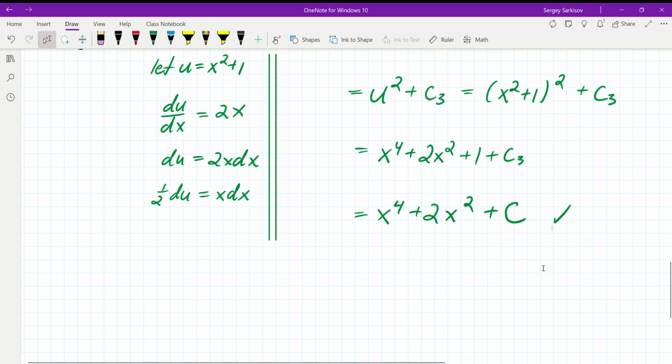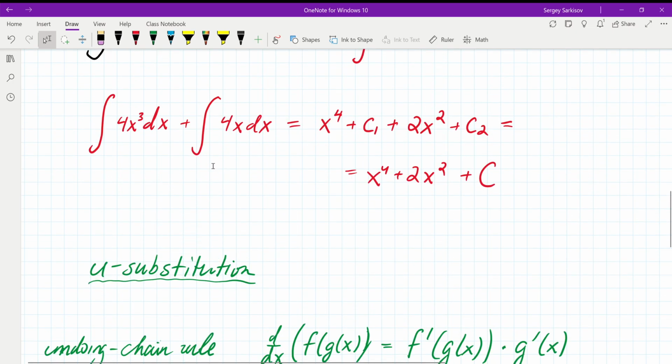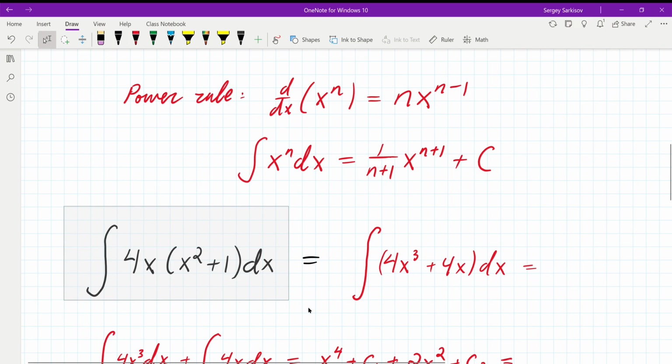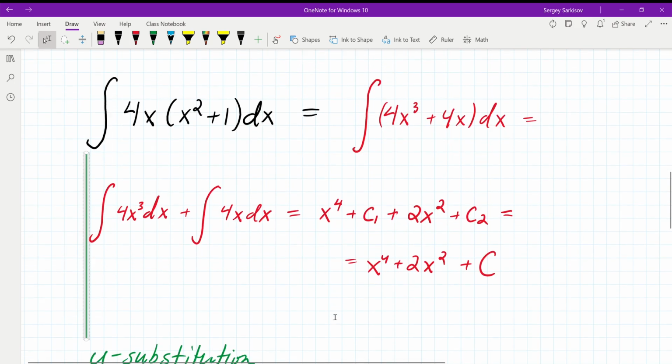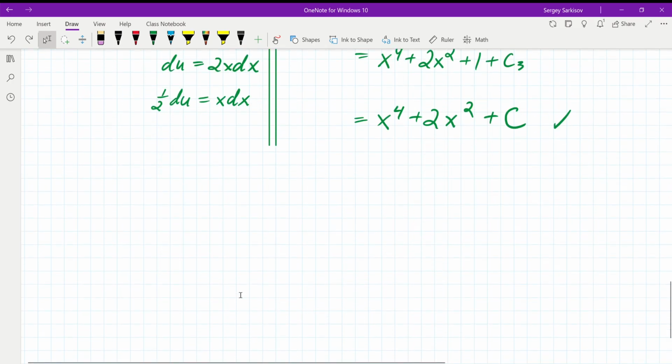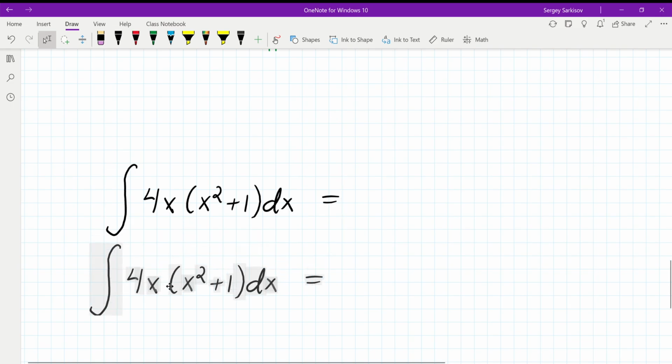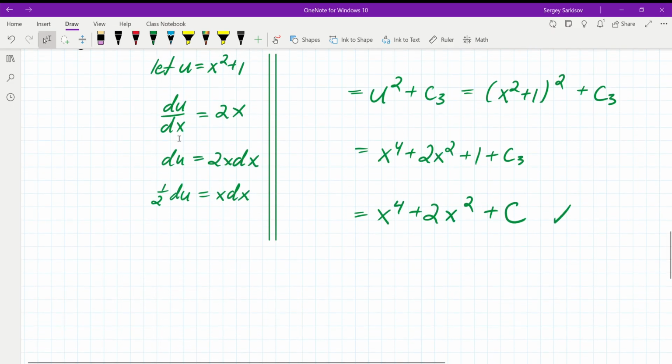And let me show you one more method. Usually you would not use this method for this problem, but you can. Let me show you what you would do here. Let me copy this integral and place it down here. But before that, let me remind you of something else. It's called integration by parts.